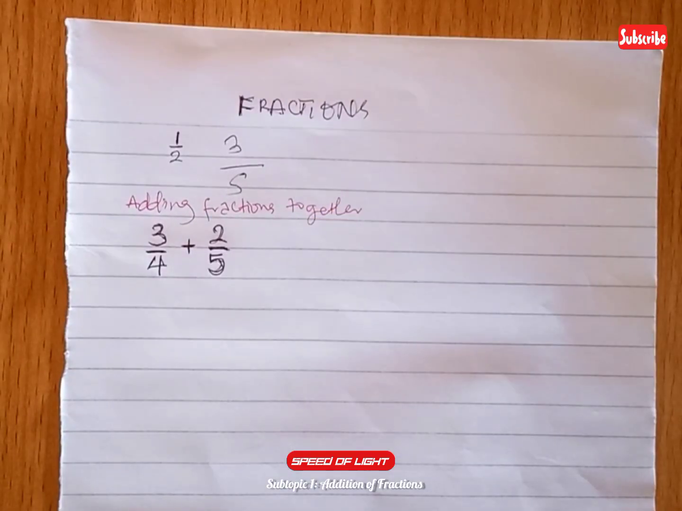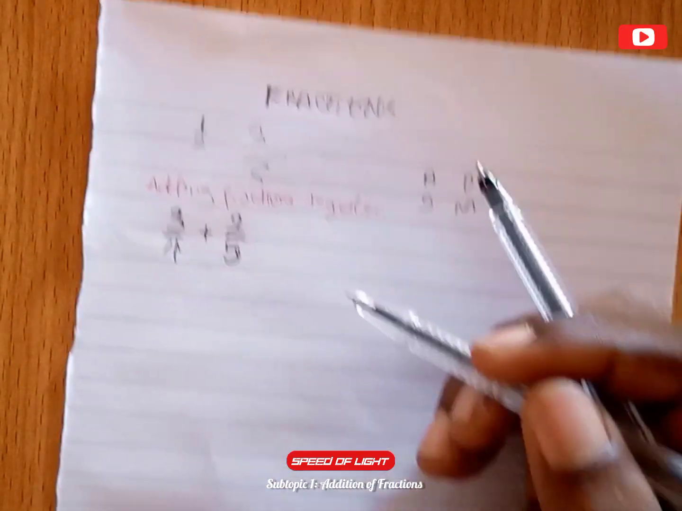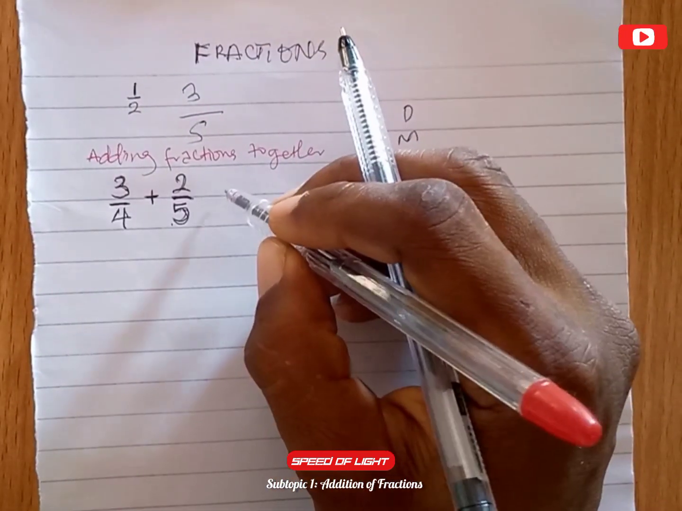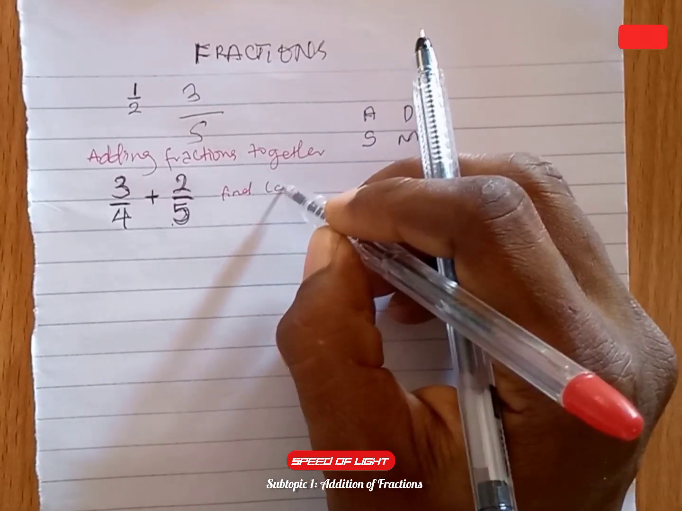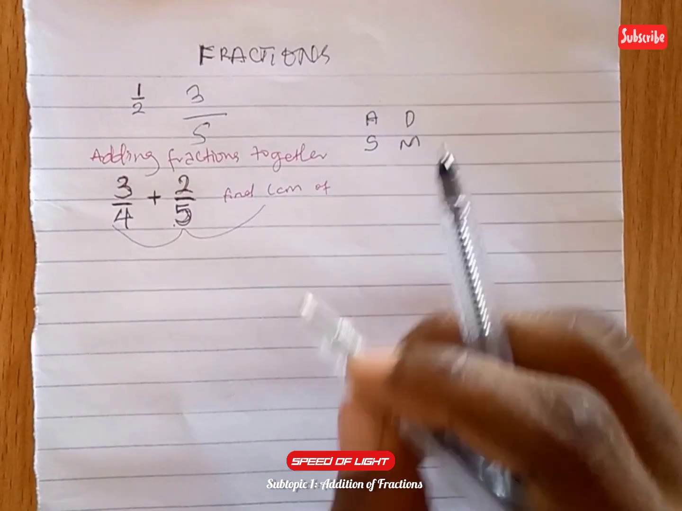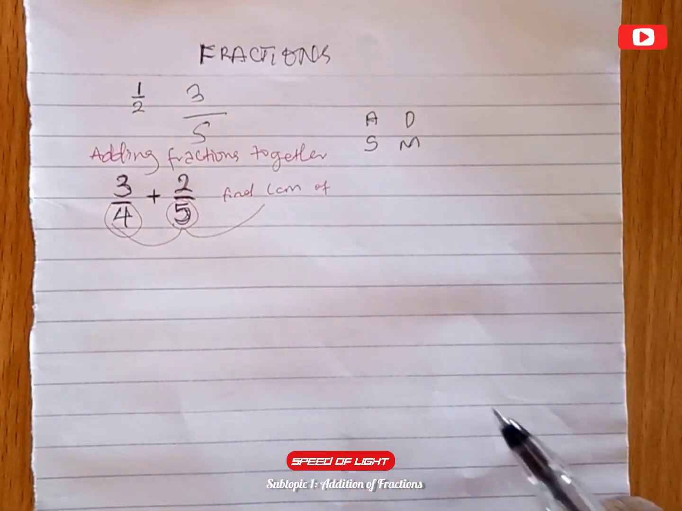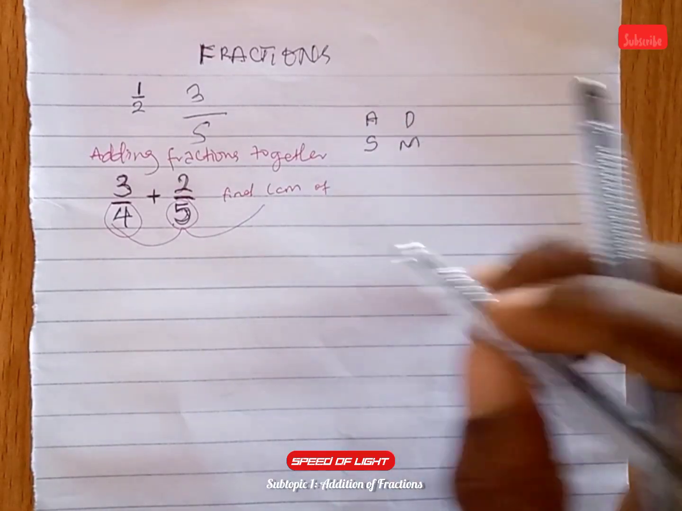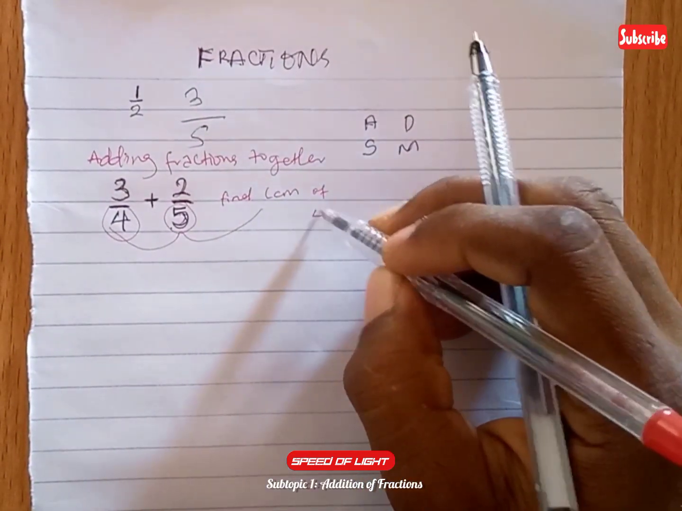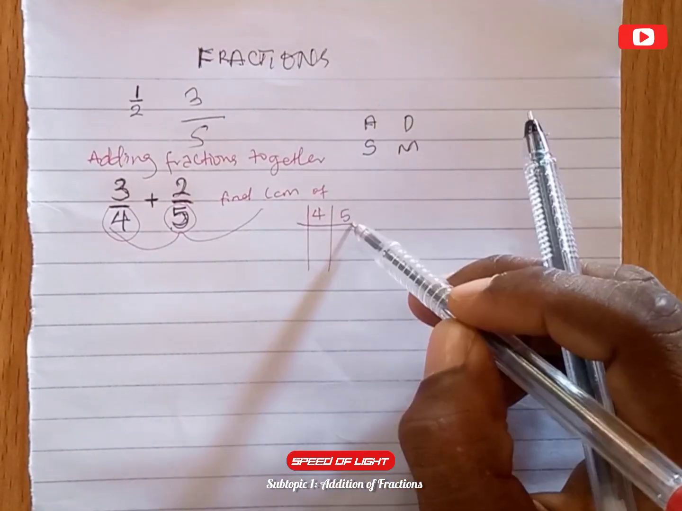If you want to add fractions together, first of all, we need to find the LCM of the denominators. We have to find the LCM of these two. These are the two denominators we have here, right? That's the bottom part of the fraction. So now we'll find the LCM of the two of them. Let's find that together. We have 4, we have 5. A straight line like this.